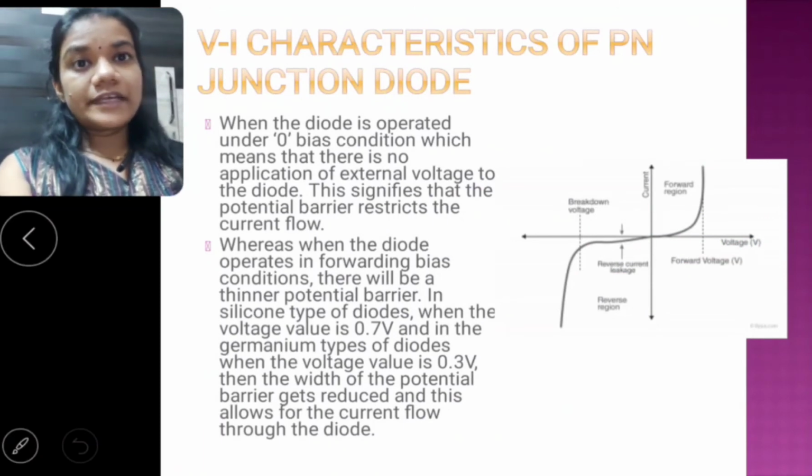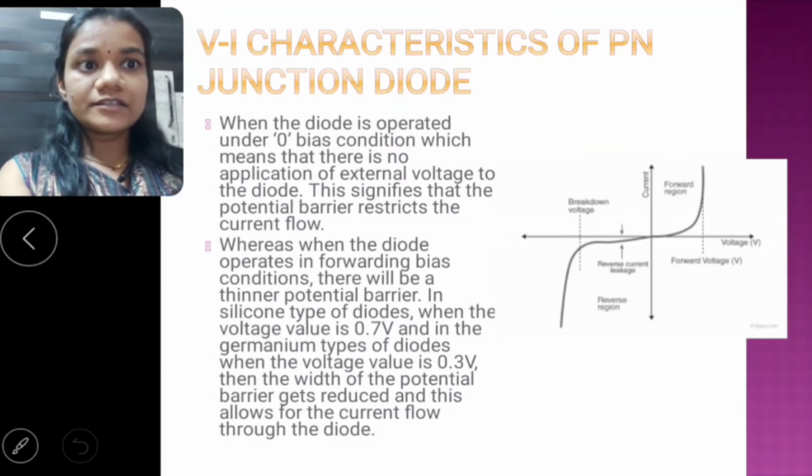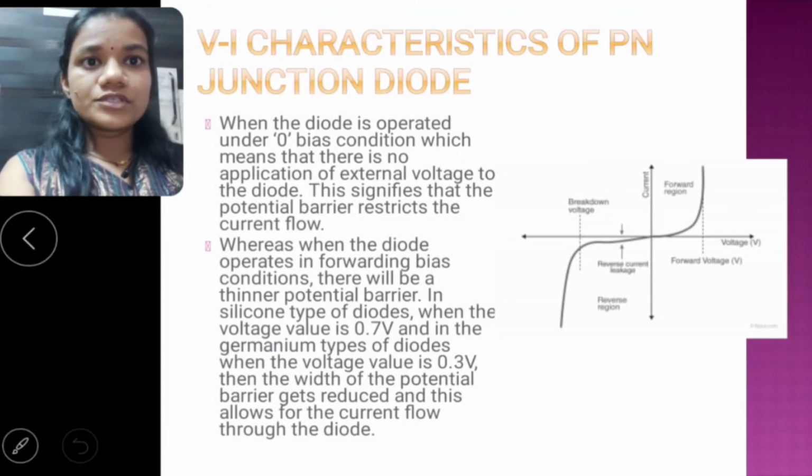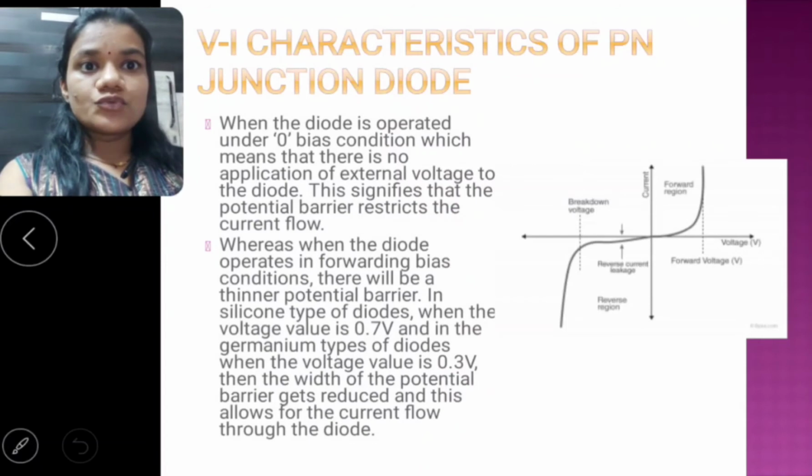Now the characteristics. Characteristics means how your diode will perform during forward biasing and during reverse biasing. These are the characteristics of your diode. When the diode is operated under zero bias condition, meaning no external voltage is applied, the potential barrier restricts the current flow. Because there is no external voltage supply, your current flow gets restricted.